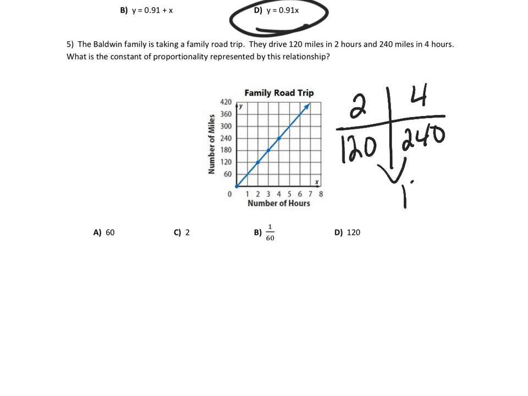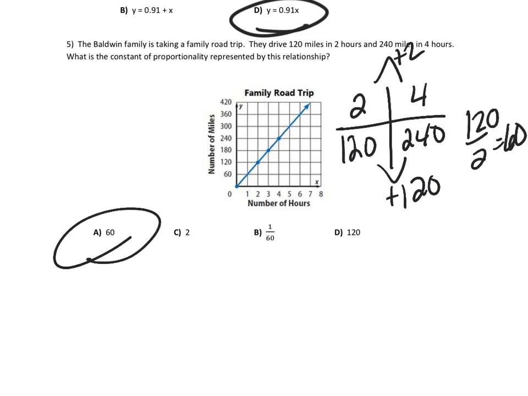The change in Y was 120. The change in X is plus 2. 120 over 2 is 60 miles an hour, which is letter choice A. We're not really going to go 120 miles an hour. Okay?